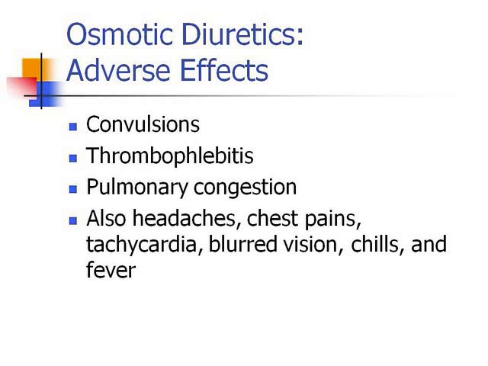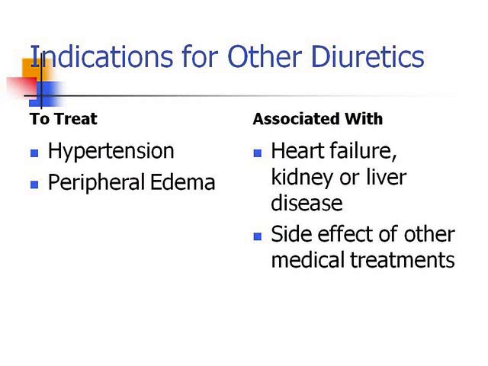Pulmonary congestion: we're pulling fluids rapidly from different body tissues into the bloodstream. Well, if your body and your heart can't handle it, it backs up into the lungs, so we get pulmonary congestion. It's also associated with headaches, chest pains, tachycardia, blurred vision, chills, and fever. Now, the osmotic diuretics we're using to treat central edema. All these other ones we're using to treat peripheral edema and to treat hypertension.